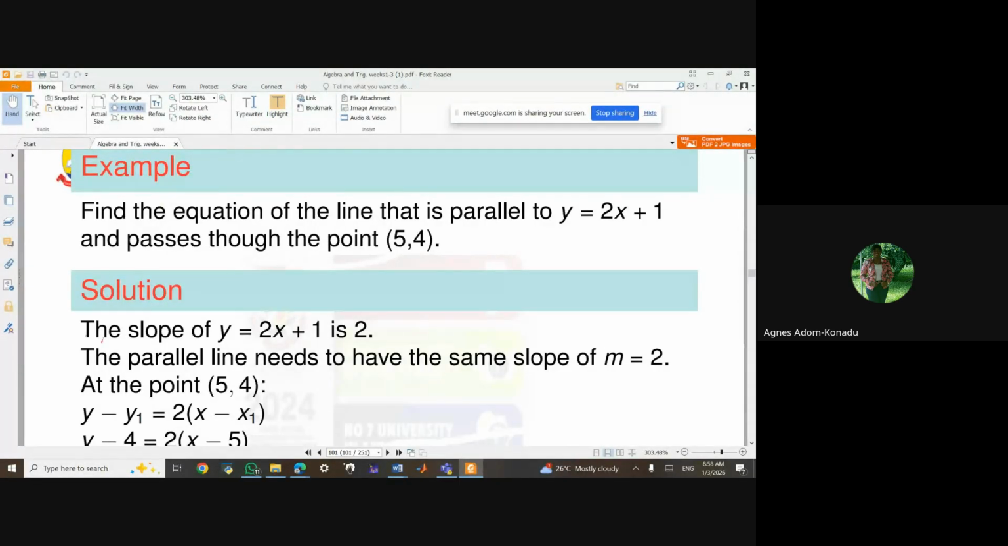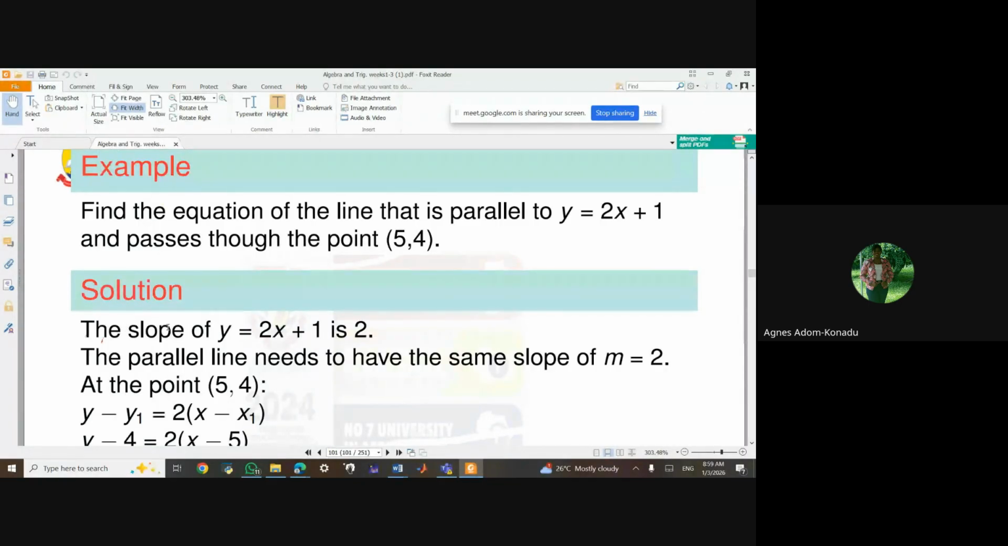Example: find the equation of the line that is parallel to the line y is equal to 2x plus 1 and passes through the point (5, 4). To find the equation of a line, we need the gradient. We are told that the line we are looking for is parallel to the line y is equal to 2x plus 1. We can write it as y = mx + c, so my m here is 2. The gradient for this line is 2, and since the line we are looking for is parallel to this, they are supposed to have the same gradients.